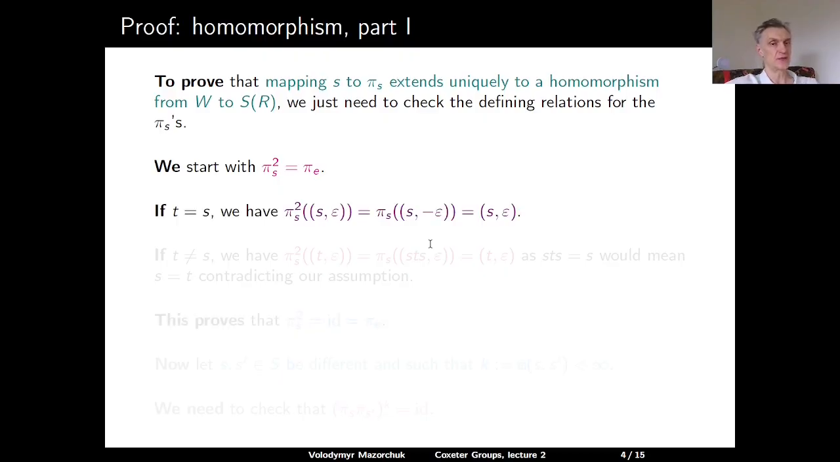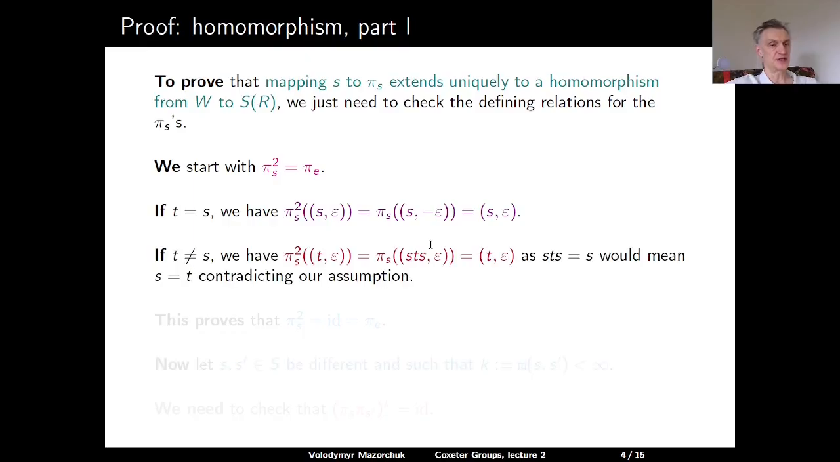If t is equal to s, then consider pi_s squared applied to (s, epsilon). We apply it once, we get sss, which is s, and since s is equal to s, we get the minus sign, so the second part becomes minus epsilon. And when we apply pi_s again, s becomes s, and the sign changes again, and we get epsilon back. So pi_s squared applied to (s, epsilon) is (s, epsilon).